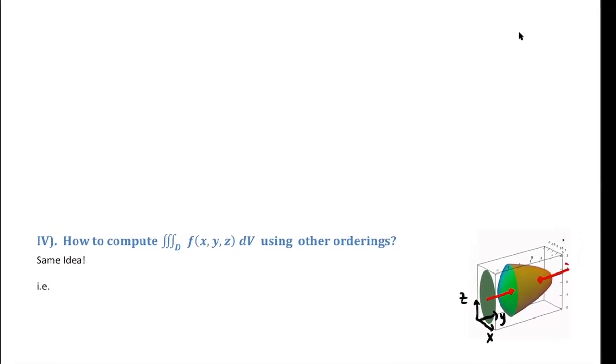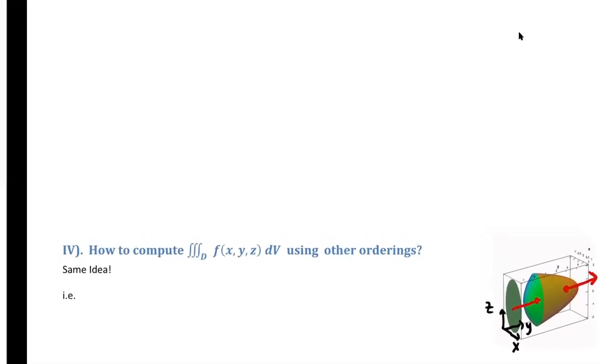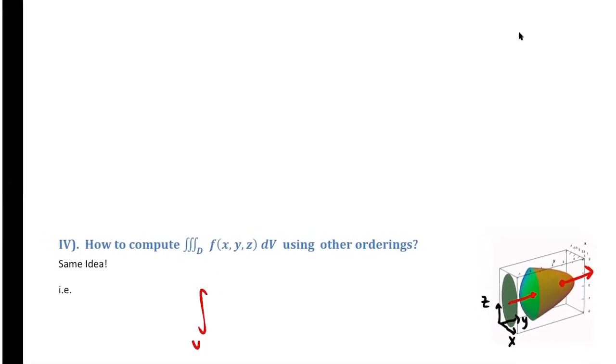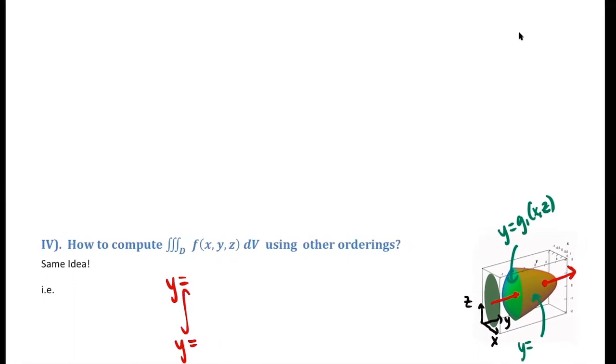to the y-axis. So my inside integral would be with respect to y now, and it would be like my lower surface. Lower is going to be weird because it's more like left and right. Let's call this one y is g1 of x and z, and then here I have y is g2 of x and z. And so those would be my left and right bounds, which are going to translate to my bottom and top bounds here.